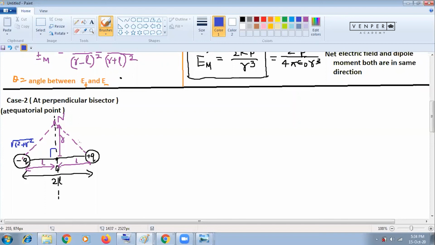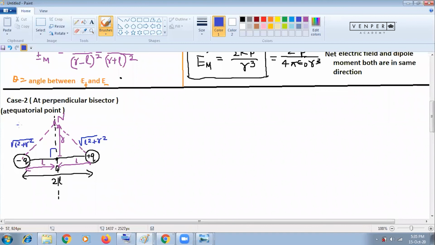Okay, and here this distance is also the same thing, L square plus R square. Now, due to plus q, how is the electric field? For plus q, the electric field is away from this end point. So what is the electric field? Like this. So due to E plus, are you understanding? It is like this one.